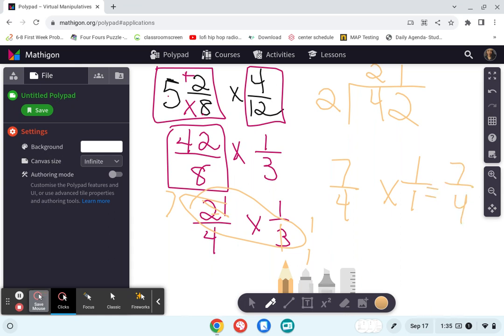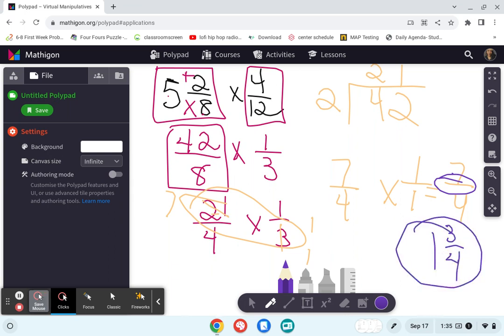And then I'm going to remember that my fraction bar here requires that I divide. So how many 4s are in 7? Well, there is 1 4, and then it's just before it gets to 2. So my answer is 1 3/4.